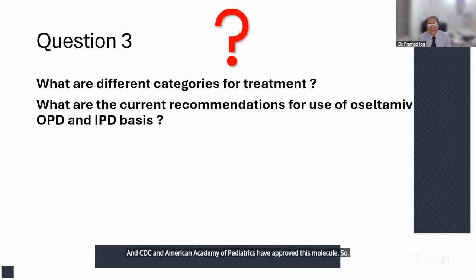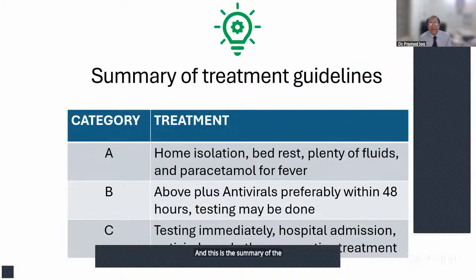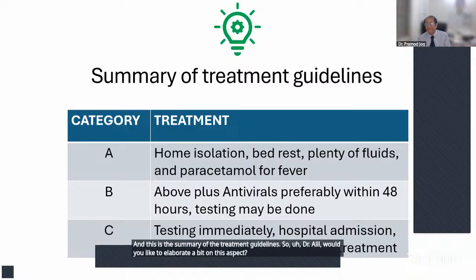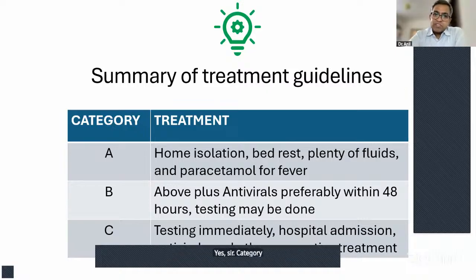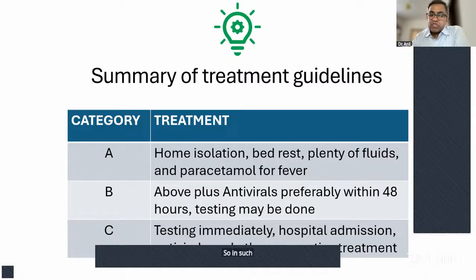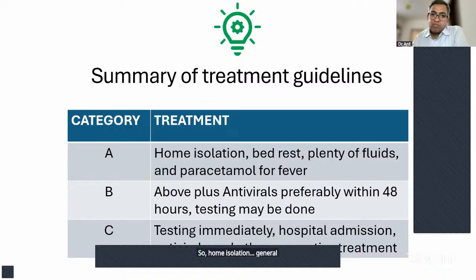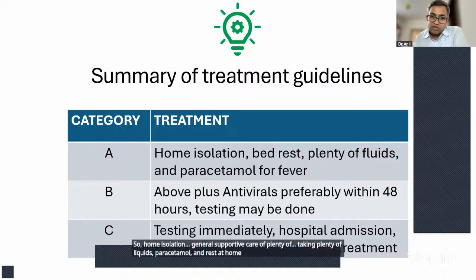So we have just seen the categories of treatment, and this is the summary of the treatment guidelines. So, Dr. Anil, would you like to elaborate a bit on this aspect? Yes, sir. Category A are the kinds that we see in the OPD, which are self-limiting viral illness. Child is active, in between playful. So in such situations, we usually need not test them nor treat them with specific antivirals if they're active, playful, and all that. So home isolation, general supportive care of taking plenty of liquids, paracetamol, and rest at home, and home isolation is sufficient.